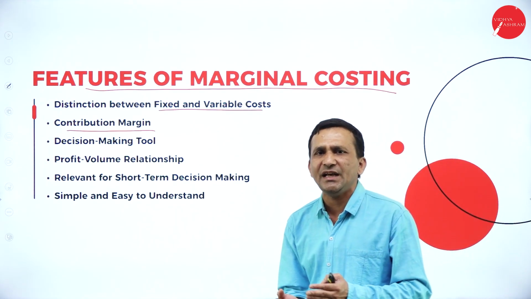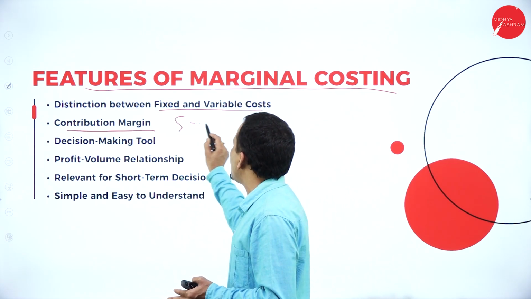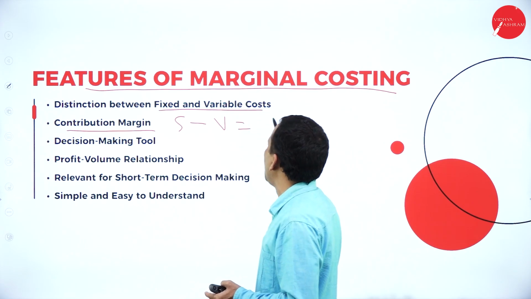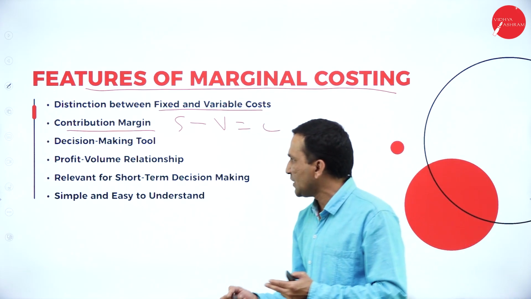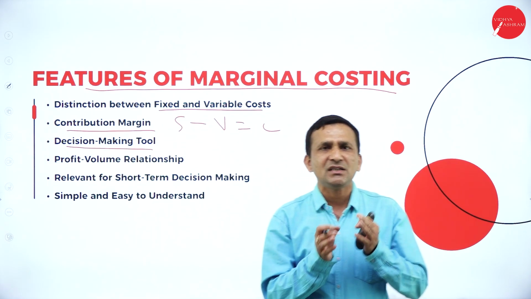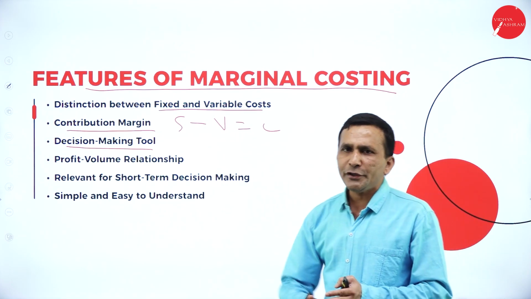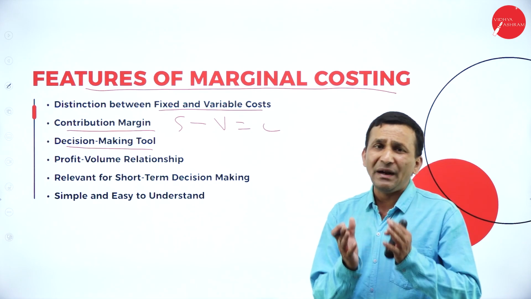There is a very simple formula to find the contribution: sales minus variable cost, which gives you the contribution value. That is the additional, based on how much you are producing. Of course, it is a decision-making tool for management when they use marginal costing analysis, because they are trying to take better decisions.